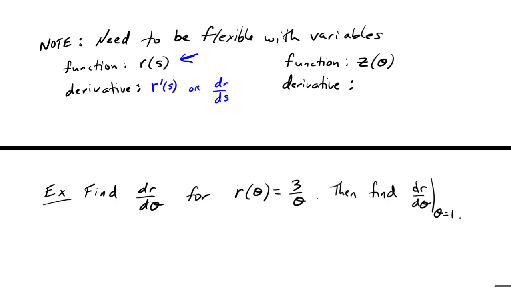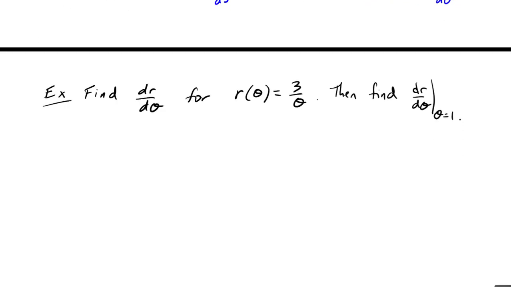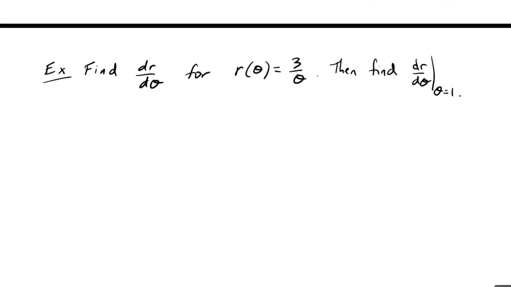All right, so now maybe we have z of theta. We use theta a lot for angles and trig. So for z of theta, we might say z prime of theta as the derivative, or dz d theta, something like that. So let's look at a problem. Let's do a derivative again, but in different variables to see that it really is the same thing. We just have to be good about being flexible with variables.